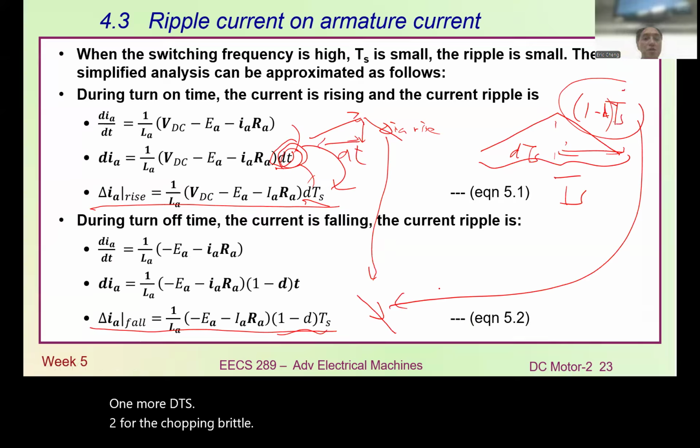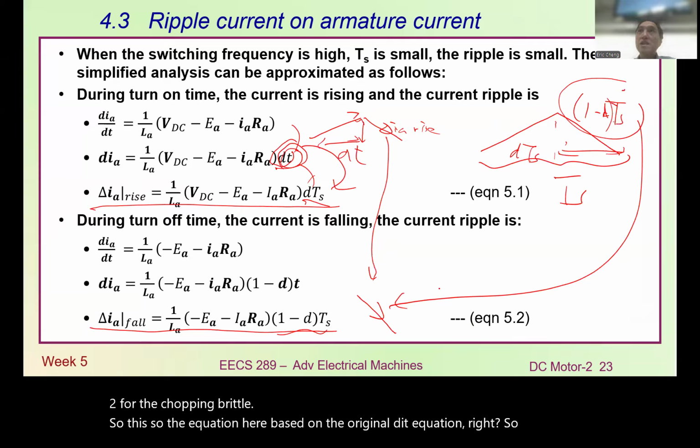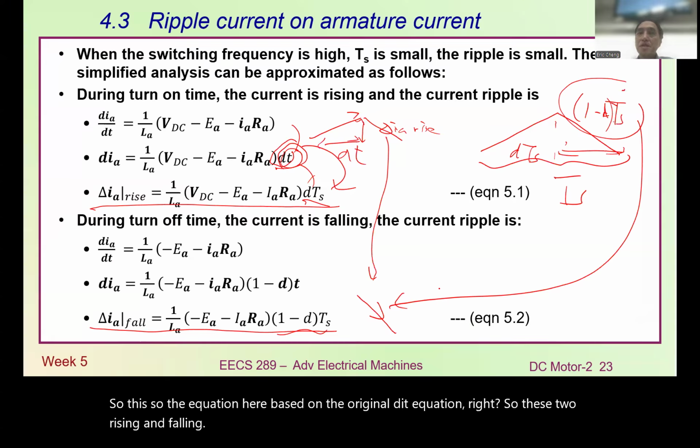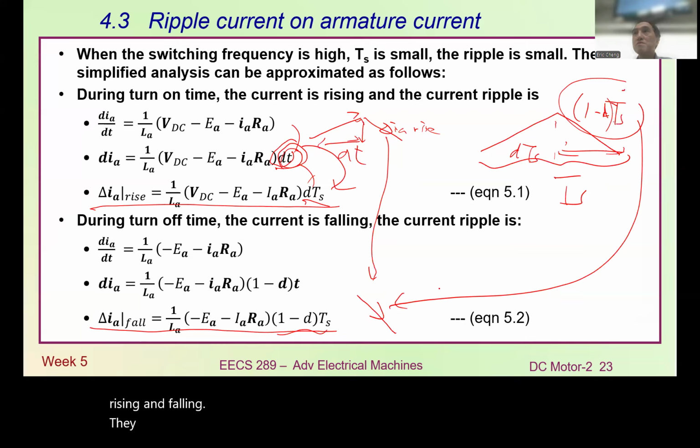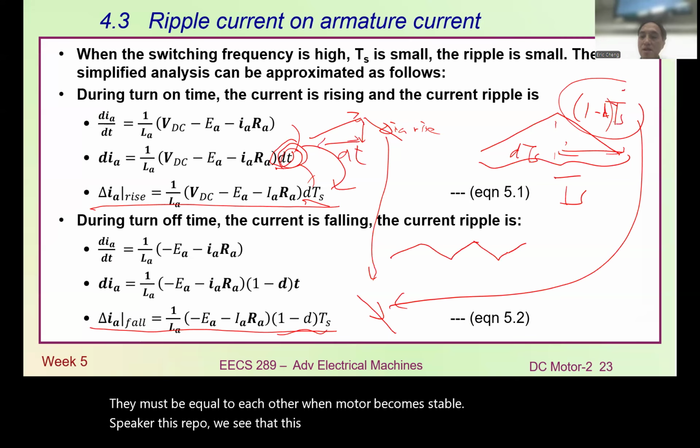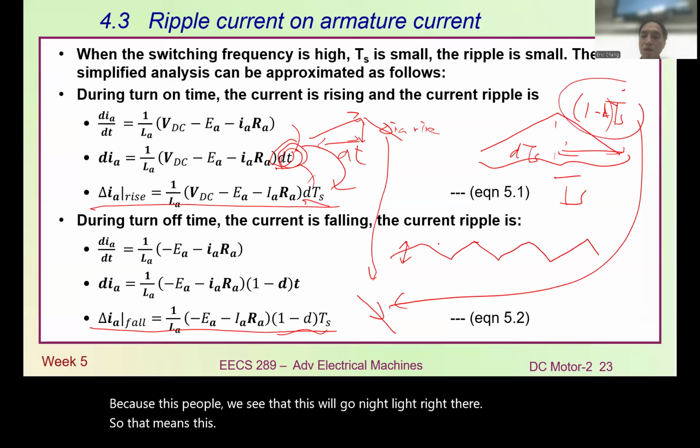So the equation here is based on the original di/dt equation, right? These two, rising and falling, must be equal to each other when the motor becomes stable. Because this ripple, we see that this will go like that. So that means the amount going up equals the amount going down.